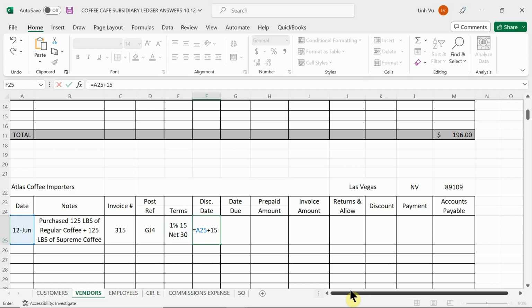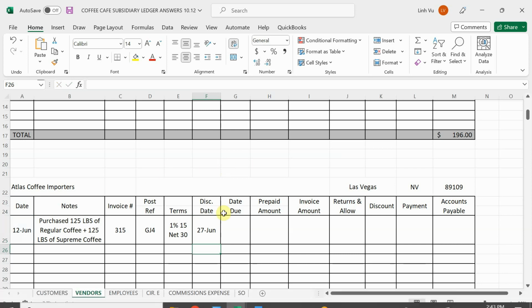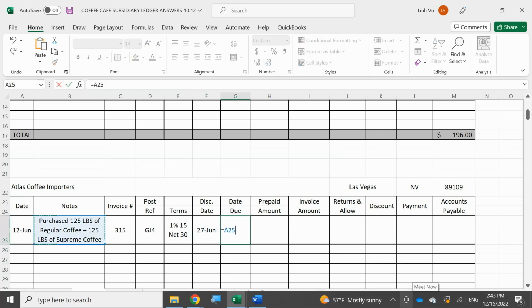What's 15 days from now? When is the last time I can pay in order to receive that 1% discount? That one is 7/12. That's 30 days from now. Oh, the discount, 6/27. 6/27, and then 30 days from now is going to be July 12th. Good, right?